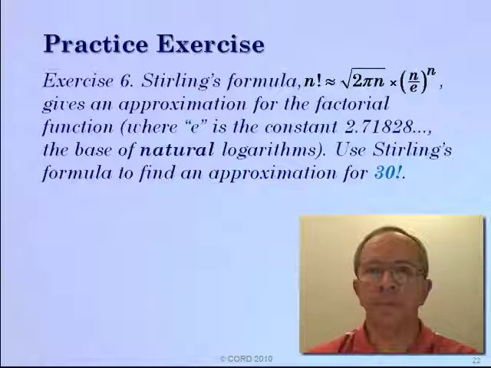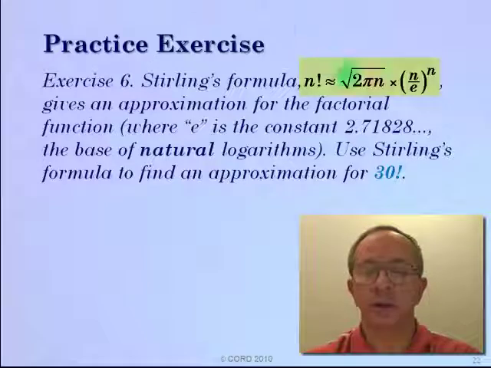Stirling's formula is a popular way to approximate the factorial function for very large numbers. You'll notice that n factorial is approximated by the square root of 2 pi n times n over e, the natural logarithm base, raised to the n power. That's a pretty complicated formula, but it's a lot easier than calculating n factorial with a large number like 30.